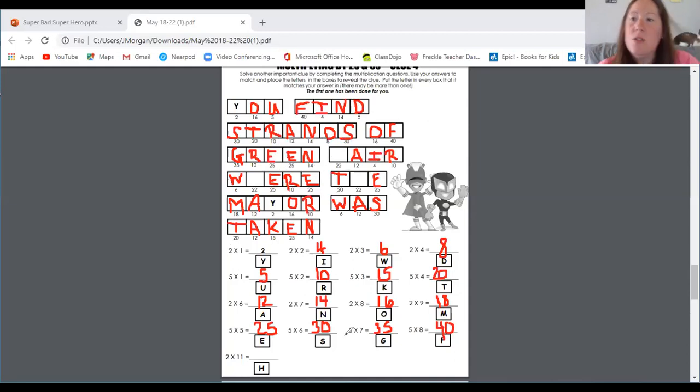All right, that means 2 times 11 is our last one. It's gonna be 22, which means anytime we see 22, we're gonna write the letter H. And then we should be able to read our clue. Let me get the rest of my H's written in. All right, so let's take a look at what our clue tells us today.